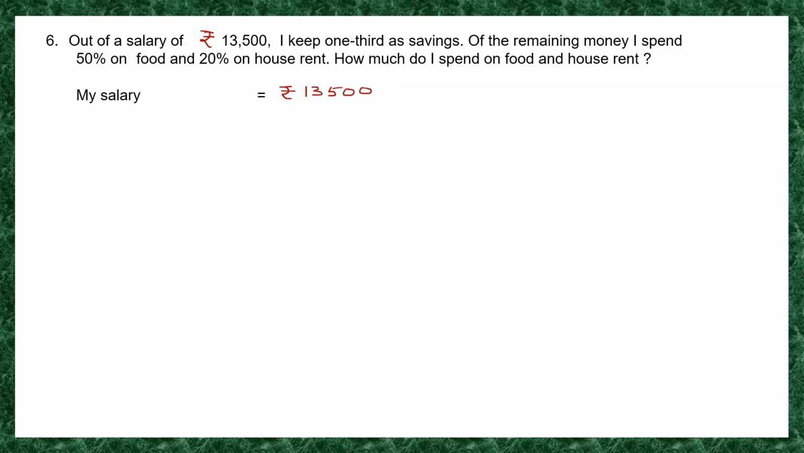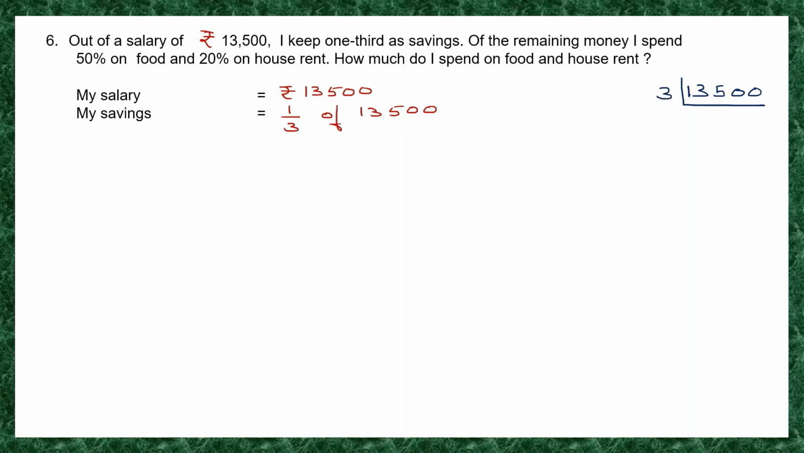How much do I keep as savings? So I need to find out my savings. It is 1/3 of 13,500. I need to find out how much this is, so I will know exactly how much I save. So let's see if we can cancel 3 and this number, 13,500. I'm going to divide 13,500 by 3, and if my remainder is 0, that means I can use 3 to divide this number. So let's do short division.